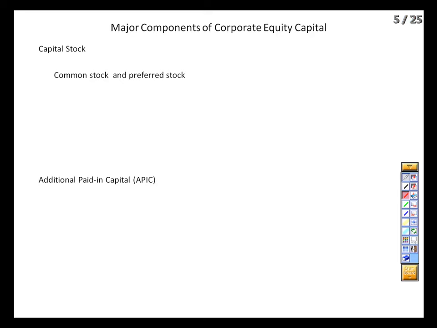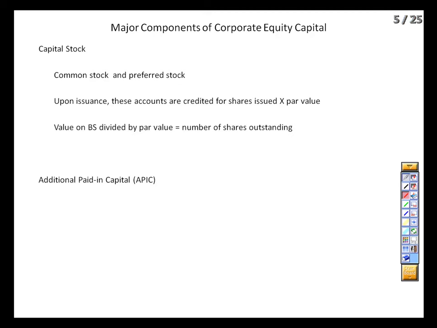All of these stock accounts, when they are initially issued, will be credited for shares times par value, such that if we take the balance sheet value and divide it by par, that will tell us how many shares we have issued. So what is par value?